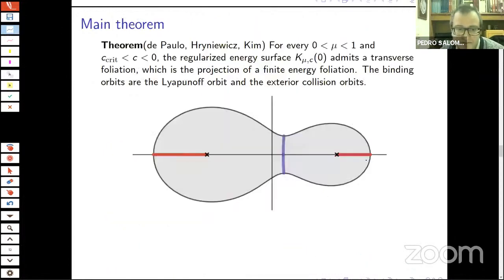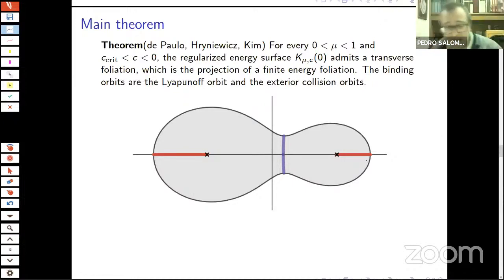So I will present this result with Nayara De Paulo, Humberto Rinievich, and Shanshong Kim, which says that for every mass ratio and every energy between this critical value and 0, this component of the regularized energy level admits a transverse foliation, which is the projection of a finite energy foliation in the symplectization.